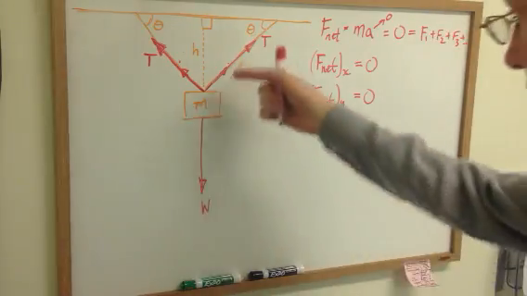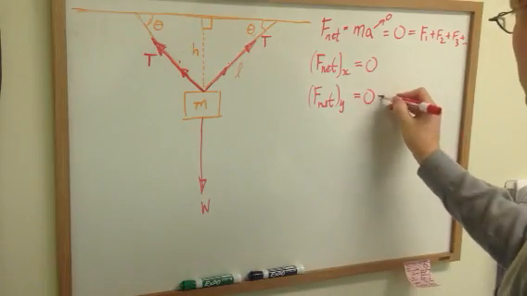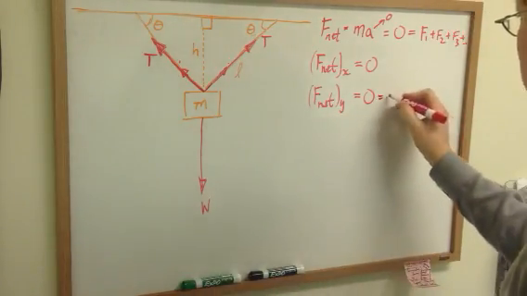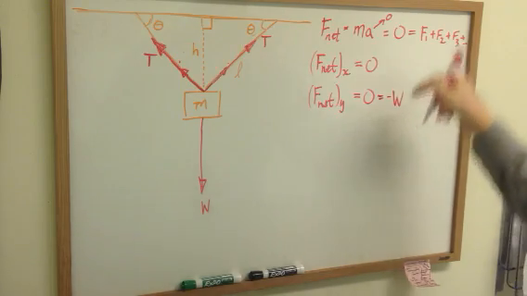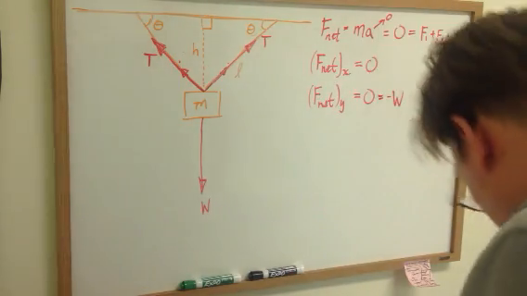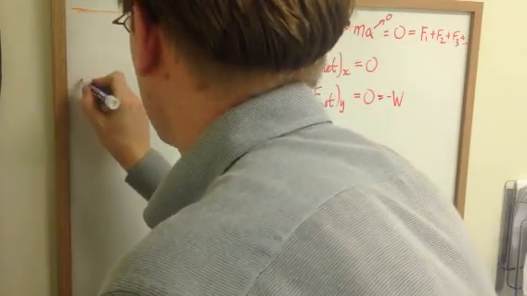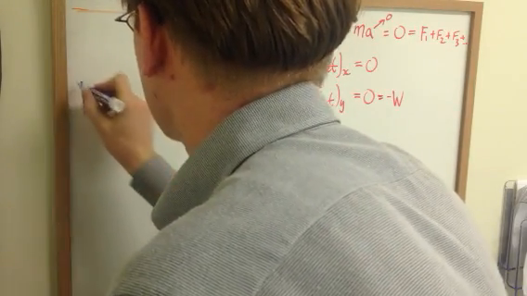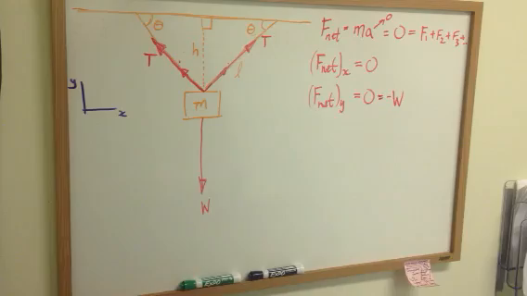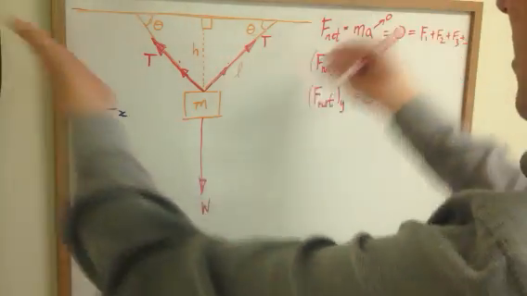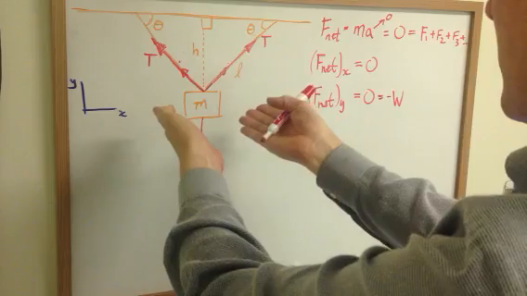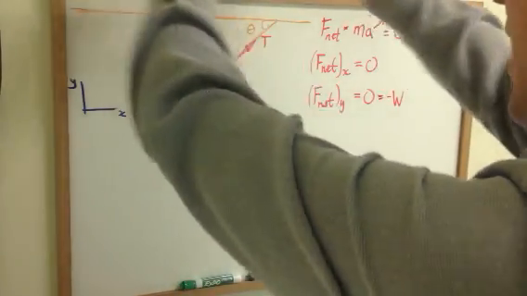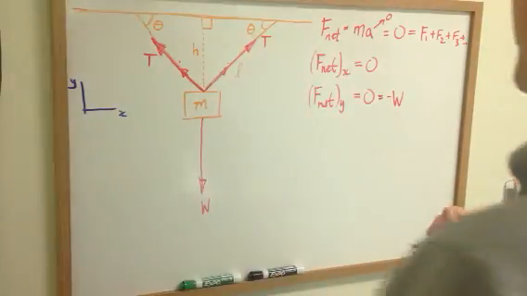Forces on this object in the y direction, I see W, the weight, and I see the direction, it's downward. Let's put down a coordinate system here. There's x, there's y. So the vertical is y, the horizontal is x. And so what other forces are in the vertical direction? I see tensions, but they pull at an angle. They're pulling vertically and they're pulling horizontally at the same time.